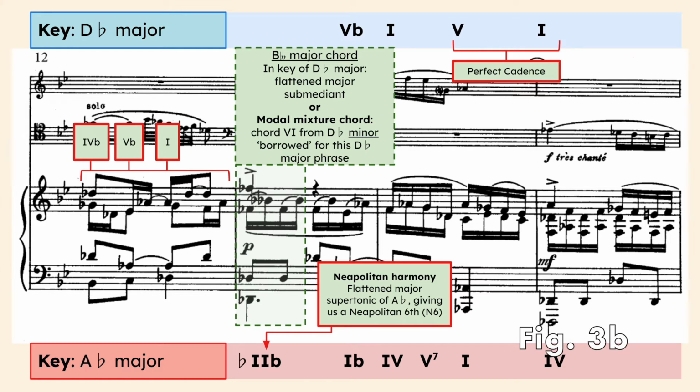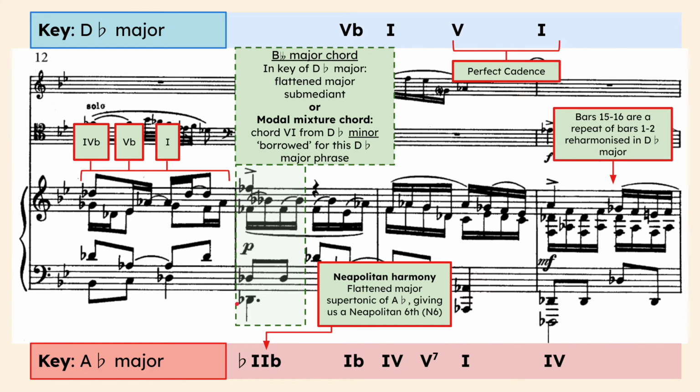So looking at bar 13, the supertonic of A flat is B flat minor. Flattening this and making it major would give us B double flat major, the chord that appears in this bar. In true classical harmony, Neapolitan chords tend to appear in first inversion, which we call Neapolitan 6, and we actually do see that here with the D flat in the bass, but again, this chord has no cadential function. Bars 15 to 16 are simply a repeat of bars 1 to 2, reharmonized in D flat major.